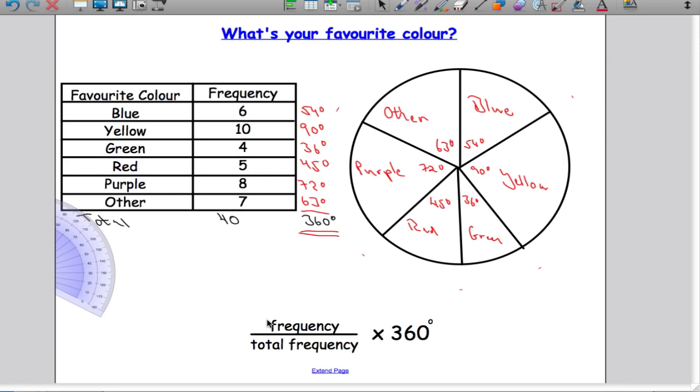So remember, the size of each slice is going to be the frequency divided by the total frequency, and you're going to multiply that by 360 degrees. That tells you how big it's going to be, and then just use your protractor to construct the pie chart.